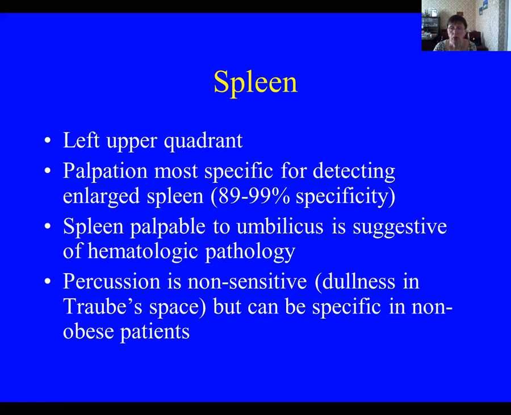We should also examine the spleen of our patient, and you should remember that it is located in the left upper quadrant of the abdomen, and palpation is the most specific for detecting an enlarged spleen. If the spleen is palpable at the level of the umbilicus, it is suggestive of hematologic pathology. Percussion is not so sensitive for dullness in the left hypochondriac area, but can be specific in non-obese patients.